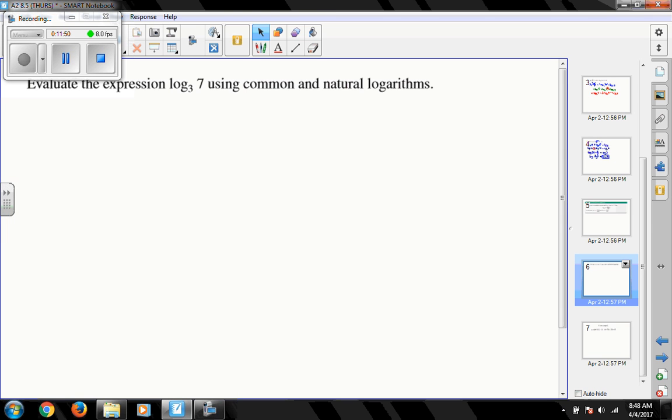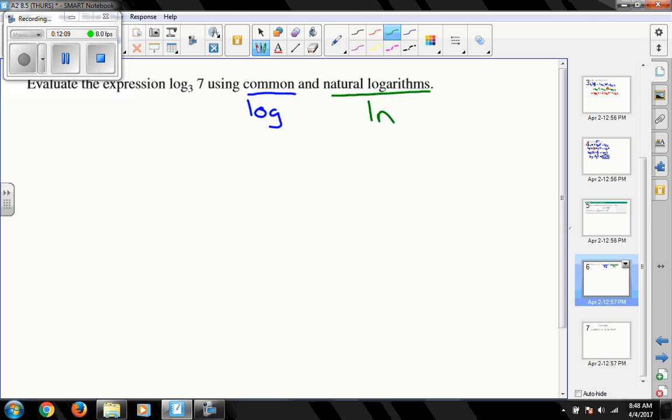Now, we want to evaluate the expression log base 3 of 7 using common and natural logs. So, common logs. This is going to be the log button on your calculator. Natural logs, that's that ln button that we were just talking about. So, if you're going to use log base 3 of 7, the 7 is higher up, it's bigger, it's going in the numerator. We're going to take log base 10 of 7 divided by log base 10 of 3.